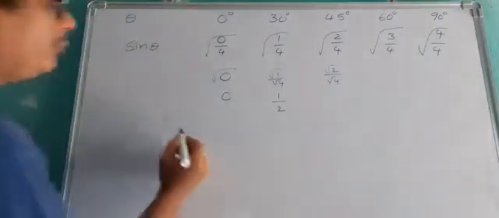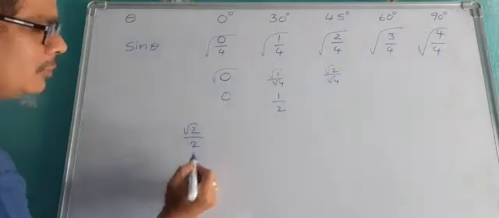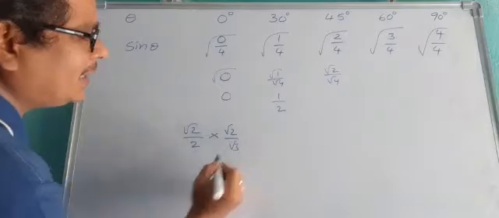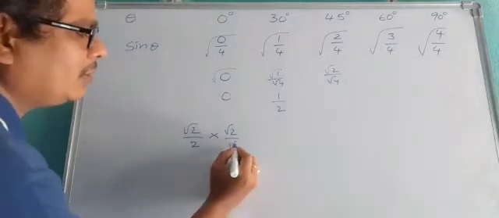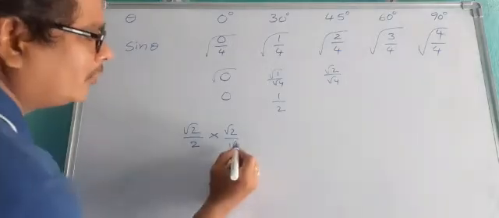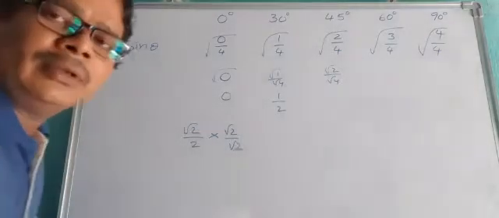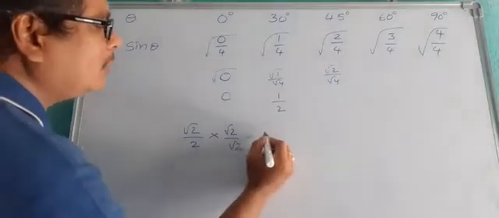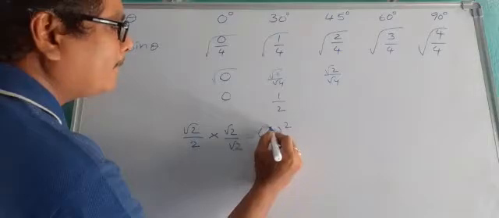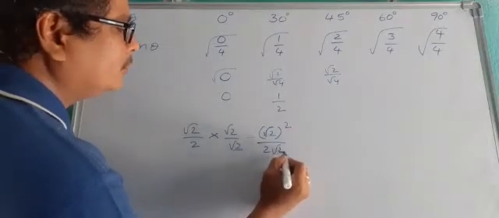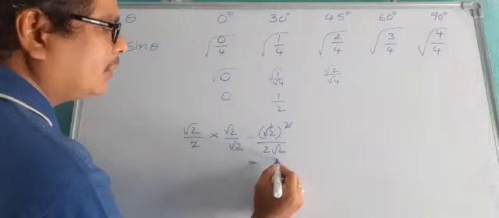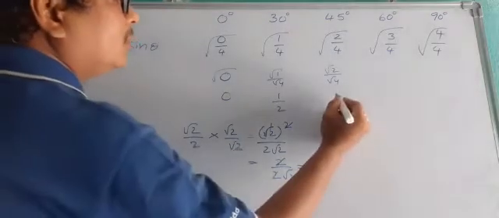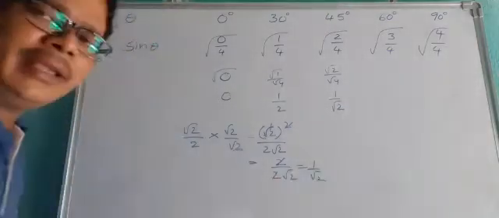Another one is root 2 by root 4, which is root 2 by 2. We have to multiply root 2 in both numerator and denominator. The rationalizing factor of root 2 is root 2. So it equals root 2 into root 2, whole square, by 2 root 2. The square and root cancel, 2 by 2 root 2 cancels, and that equals 1 by root 2. So the value of sine 45 equals 1 by root 2.